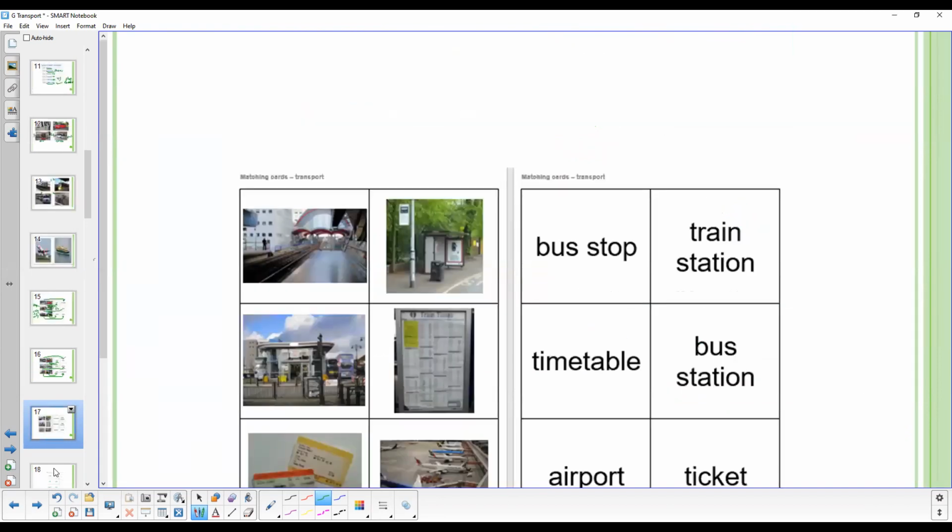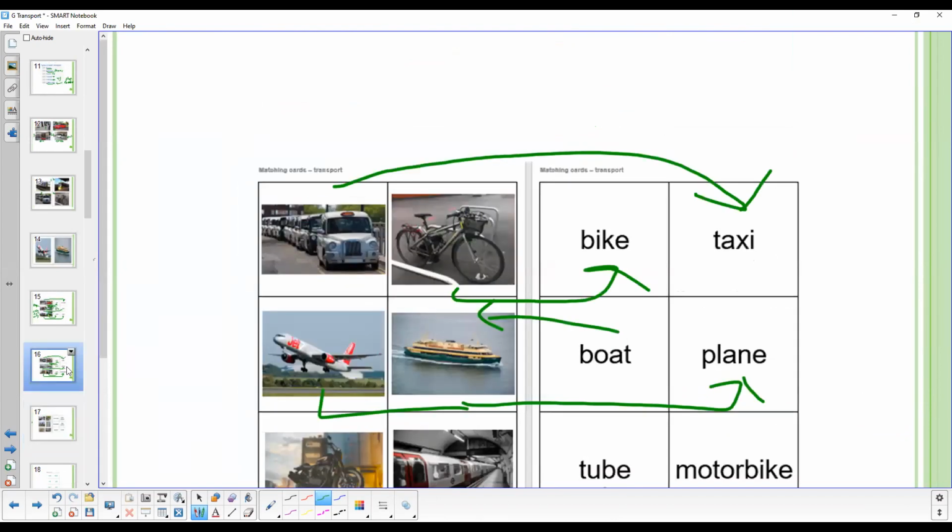Yes, please. Can you explain again what's the difference between tram and train, bus and coach, and boat? No problem.